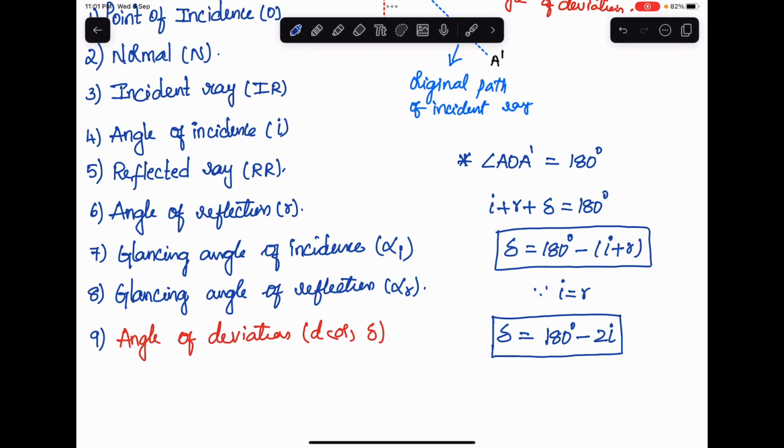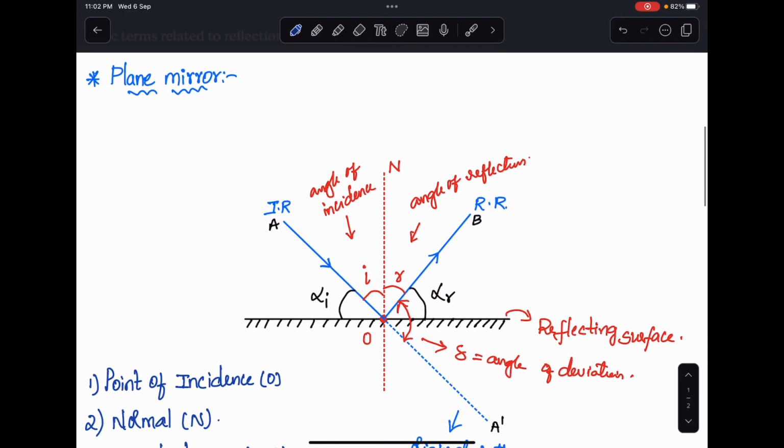If you are having the angle of reflection, you can even write r in the place of i. So these are the few important terms related to the reflection of light by a plane mirror.